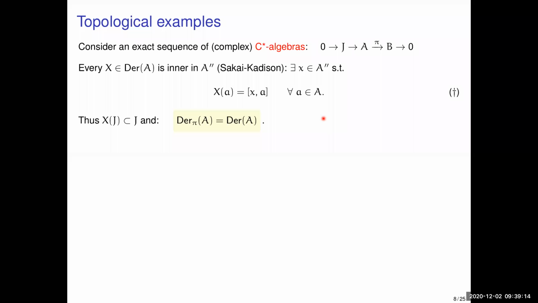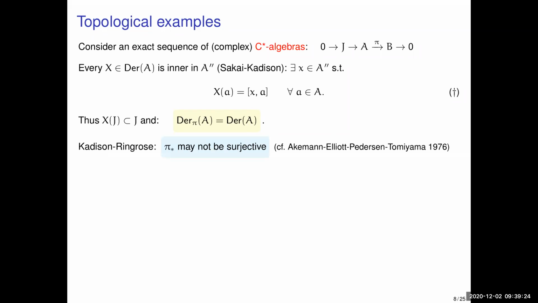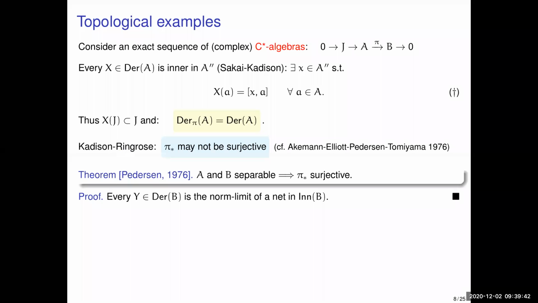And the question, of course, is when is the opposite true? So when this map pi star is surjective, the answer is not always. There are counterexamples. There are some famous counterexamples where you have a quotient C*-algebra and derivations that cannot be lifted. But they can be lifted at least in the separable case. So if A and B are separable, then everything is fine.